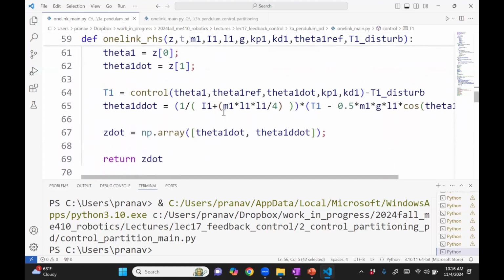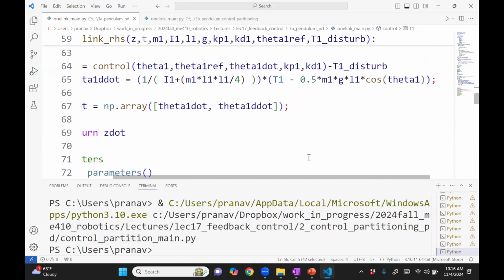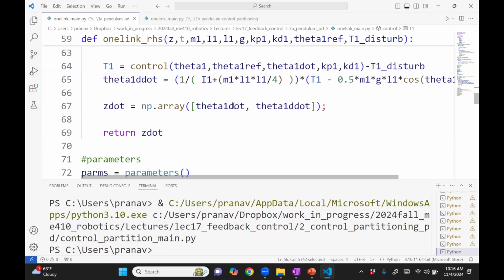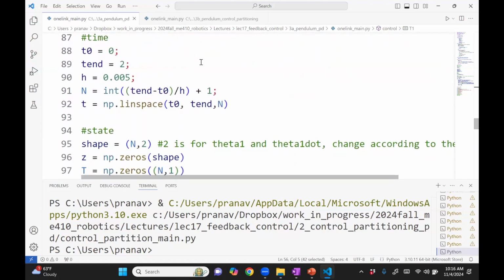I actually have, okay, I've written down ml squared divided by 4. It really doesn't matter as long as I take care of it. So I assume that the mass is actually midway along the pendulum. Okay, so initialize, simulate, and then see what happens. So it's 2 seconds. Okay.